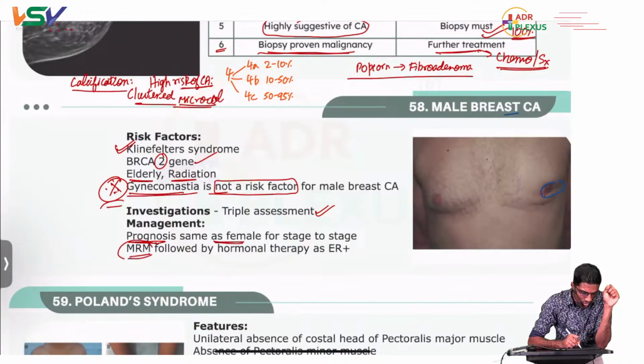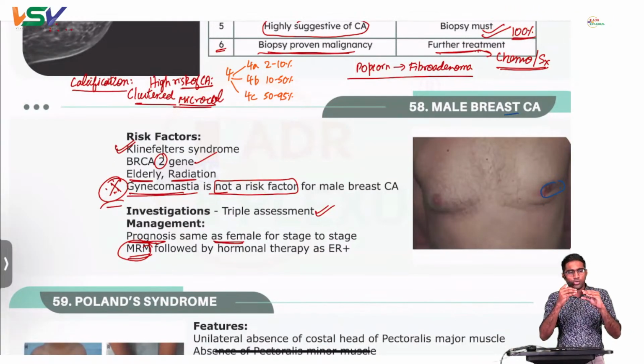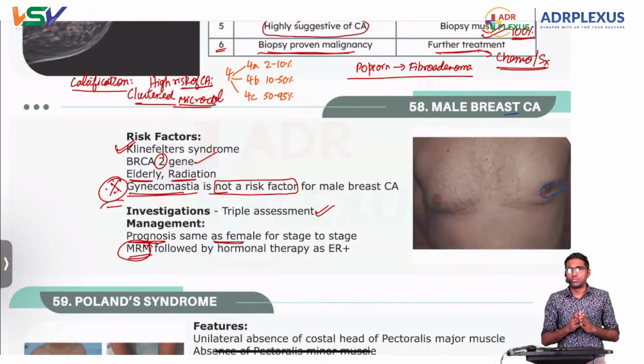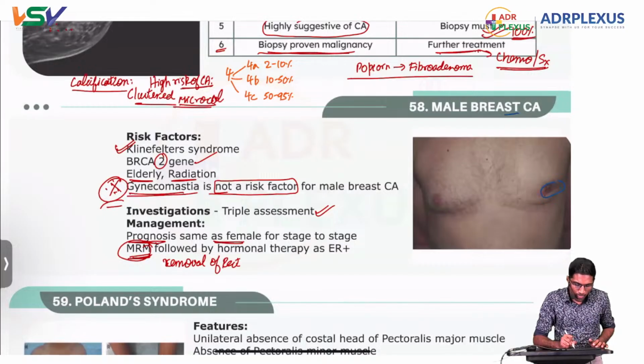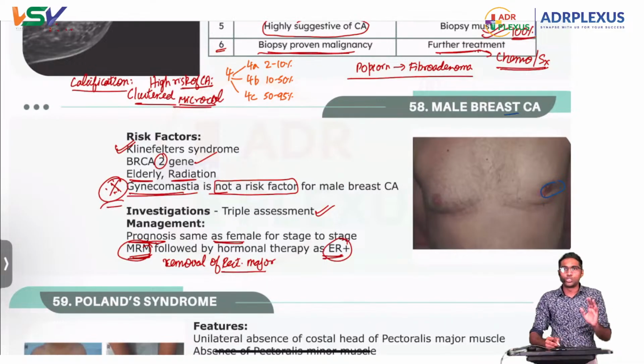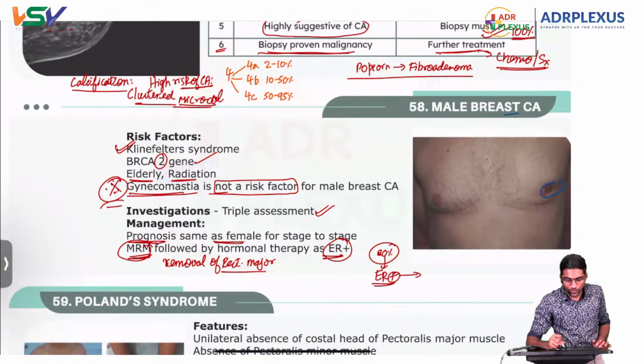And MRM, BCS is very rare in males. Why? Because the breast fat in males is very less. So if the tumor is around 2 to 3 centimeters itself, what happens? It will involve the pectoralis major muscle. So always you have to go for MRM and removal of the pectoralis major muscle also together. And these are always ER/PR positive. More than 80 percent of male breast cancers are ER positive. So you can give tamoxifen.